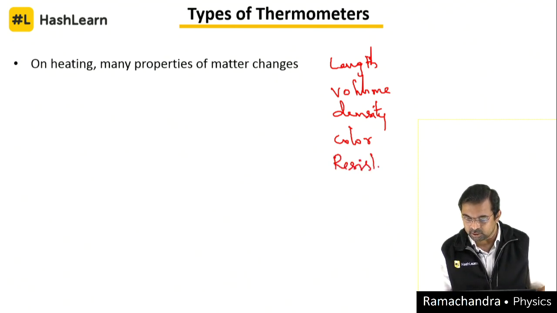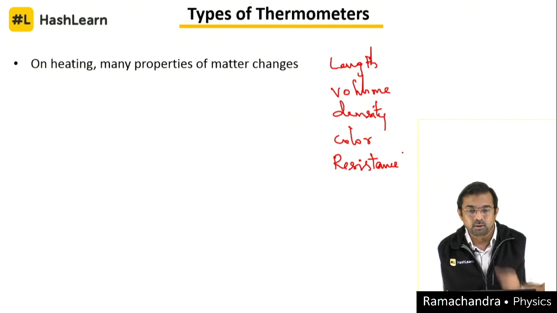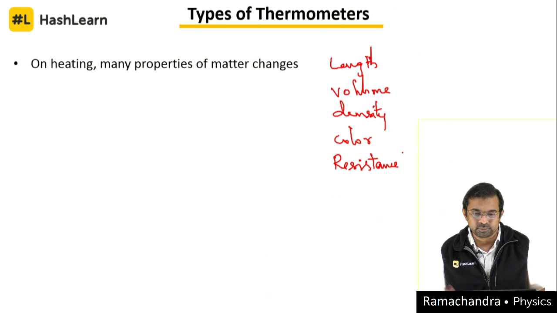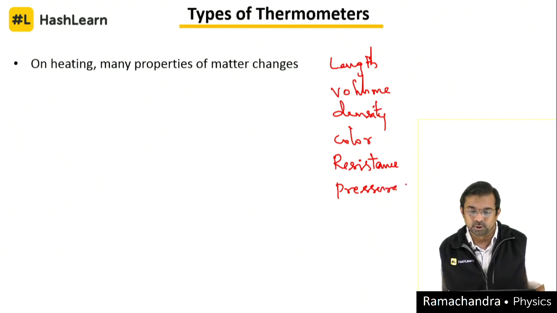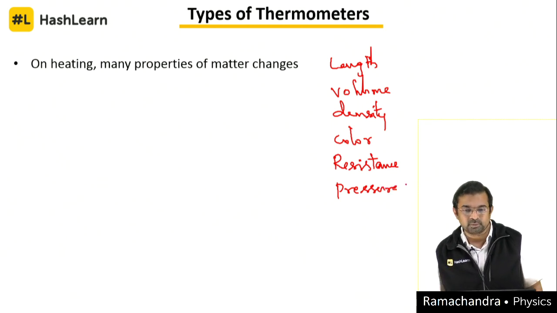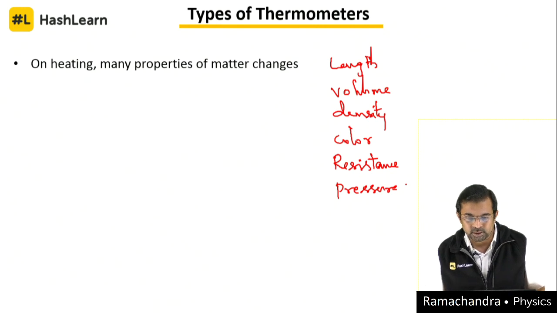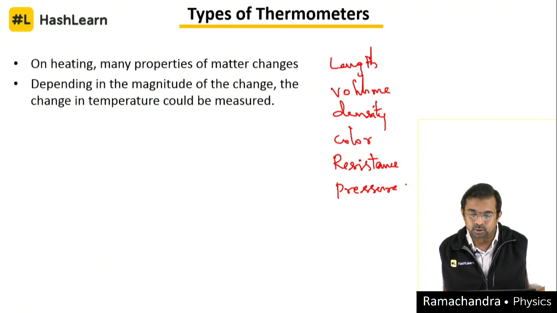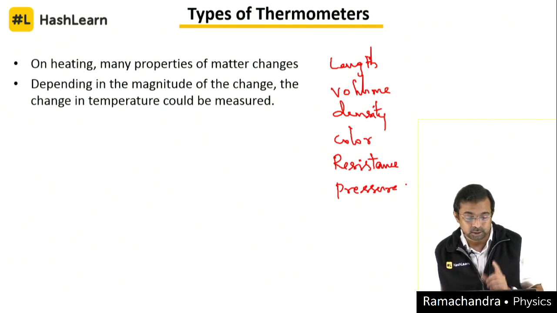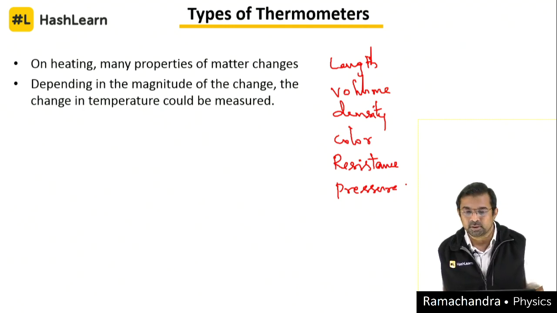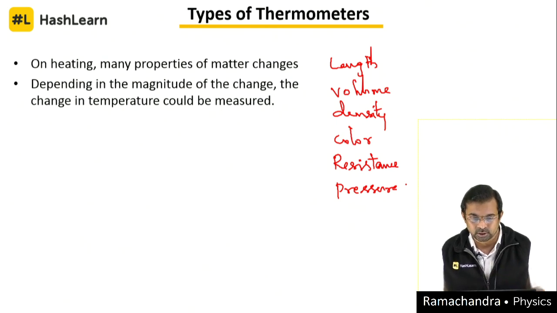Can anybody add some more quantities here that change on increasing the temperature? What other quantities can we think of? Next one is pressure. So different types of quantities will be changing according to the increase in temperature. Depending on the magnitude of the change, the temperature could also be measured. Yes, correct. Pressure, that's also the right answer.